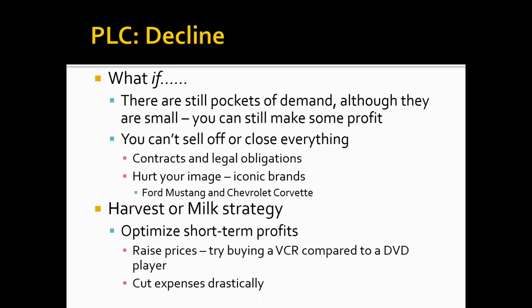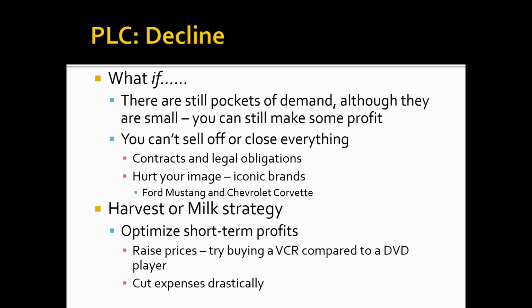Oftentimes companies will try to use a harvest or a milk strategy. So what this means is, you harvest the fruit, you milk the situation for everything you can get, and you optimize short-term profits. So you raise prices, you cut expenses dramatically, and so you make people pay. They're for these products that don't have a lot of potential for you anymore. You're winding them down. And you can often earn a small but steady profit.